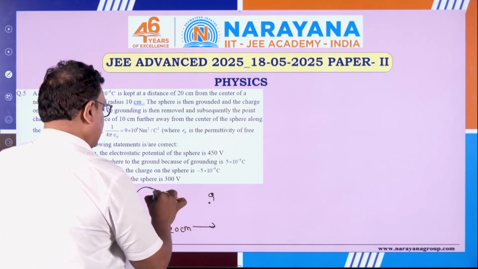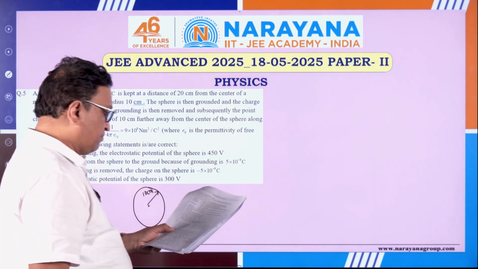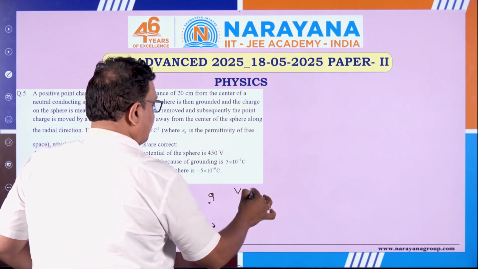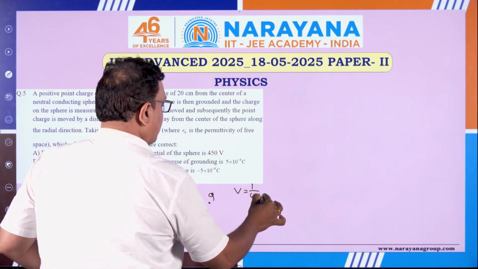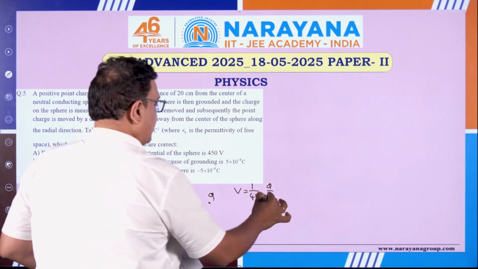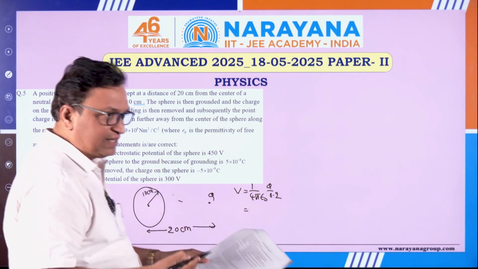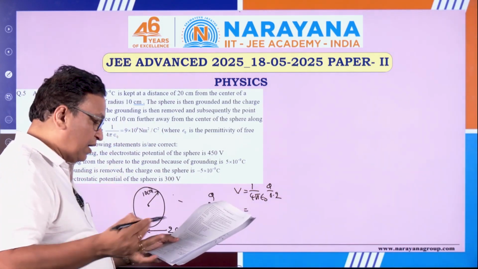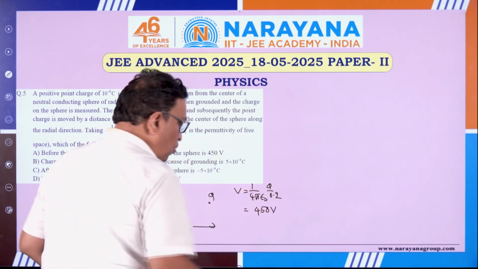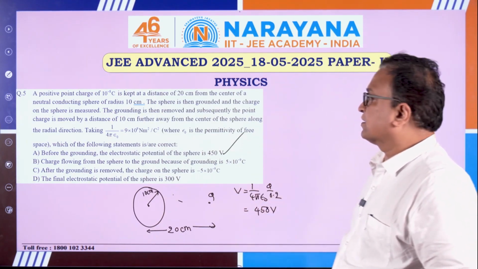And the radius is 10 centimeters. Now we will go with the first option. At this point, the potential under the first condition is strictly 1 by 4 pi epsilon naught q by whatever the distance, that is 0.2. By proper substitution, I am getting the answer as 450 volt. Boys, 450 volts. So the first option is absolutely correct.